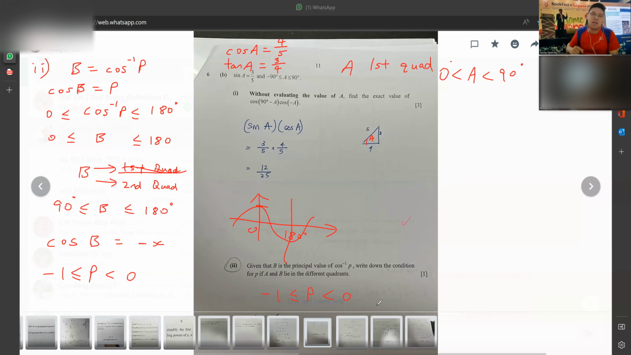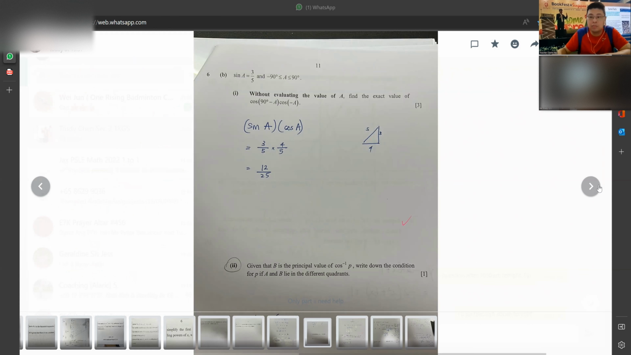This question, the sector is quite clean. They never ask you to explain. They only ask you to write down. I think a lot of students may not be able to explain. Okay, let's move on to the next question.